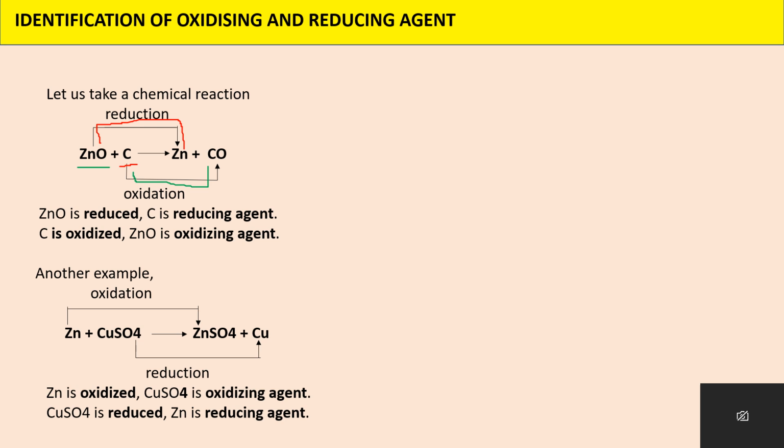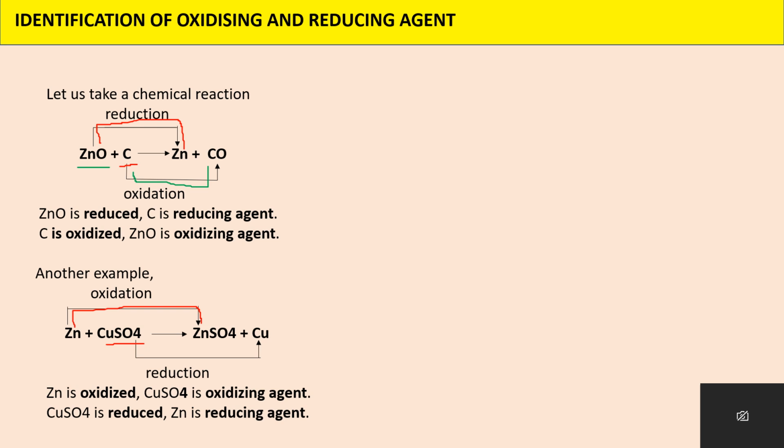This is a displacement reaction between zinc and copper sulfate to produce zinc sulfate and copper. In this, we can see zinc has an oxidation number of 0, which increases to 2 when it becomes zinc sulfate. So this is oxidation of zinc to zinc sulfate. The other component present on the left side of the equation is copper sulfate. So copper sulfate becomes the oxidizing agent for zinc.